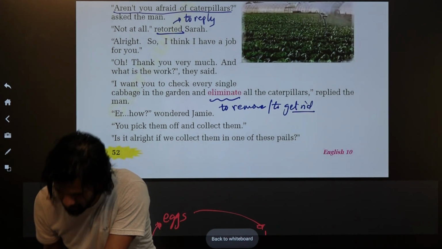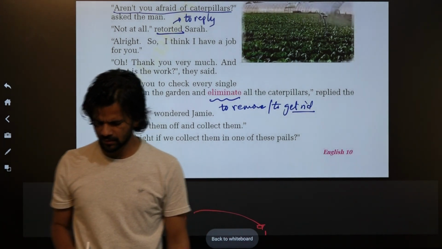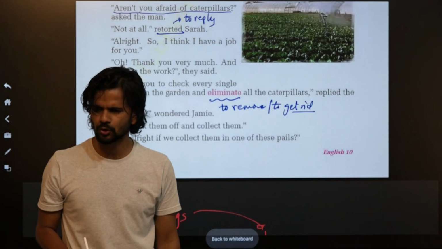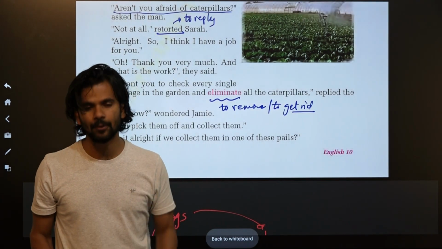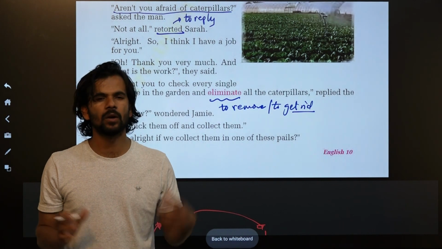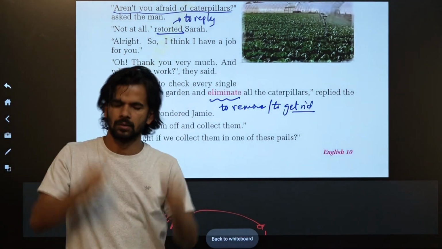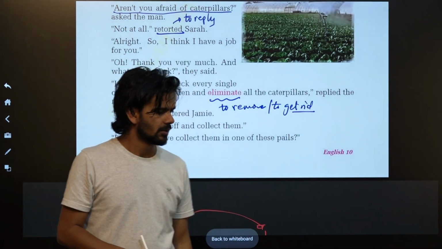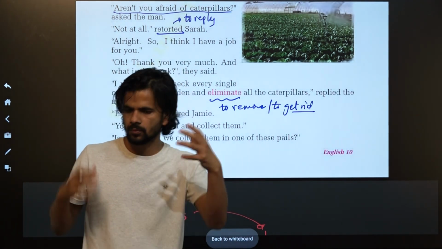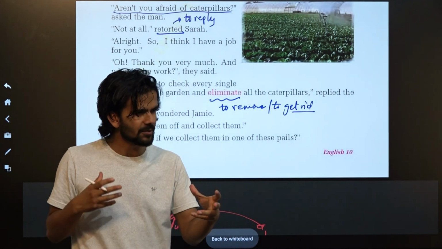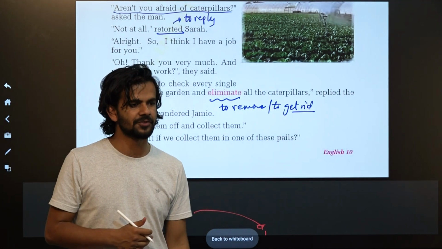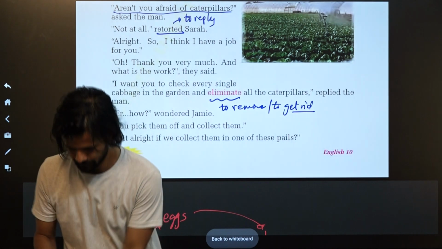Please do get rid of all the caterpillars, replied the man. And then how are we supposed to do it? How? Wondered Jamie. So Jamie wondered. To wonder means to think about something, to be a little thoughtful, to find an answer. Wonder.